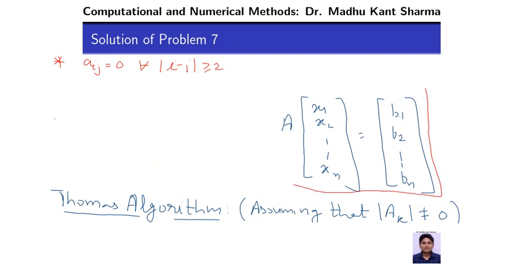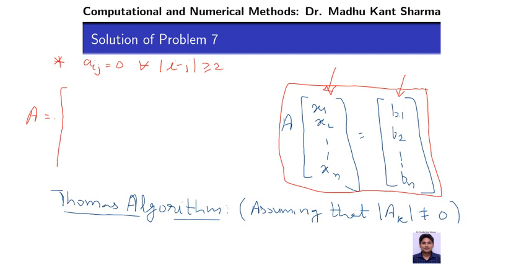Okay, so x is an unknown vector, and b is a constant vector. Now, how will this A look for an n cross n matrix? If I wish to write A, I wish to write the entries of a tridiagonal matrix.